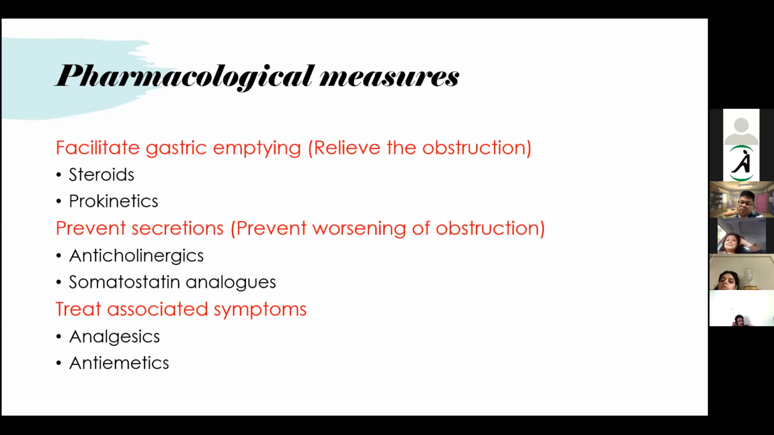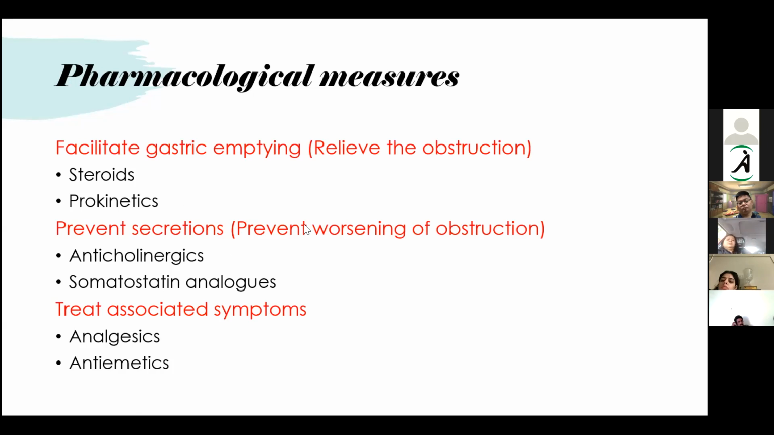Basically, the group of drugs that we use for bowel obstruction can be classified as those which facilitate gastric emptying or relieve the obstruction, those which prevent secretions or prevent worsening of the obstruction, and those which treat associated symptoms. These are the three groups of drugs that we usually use.